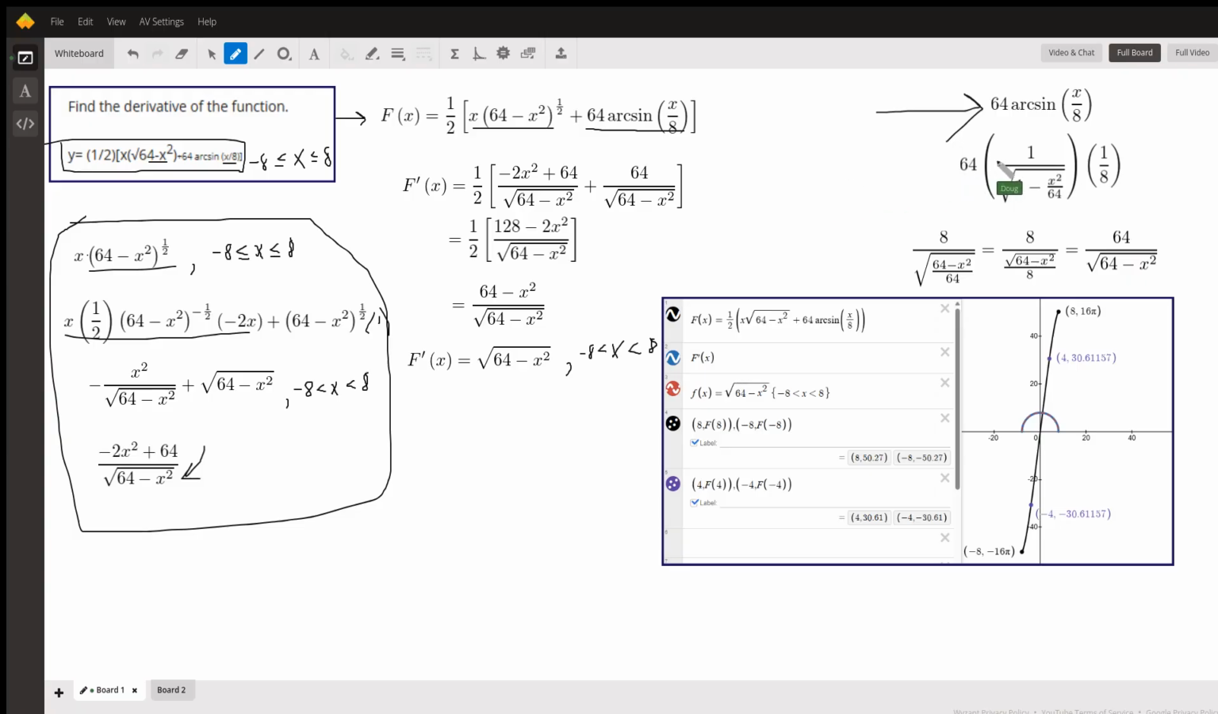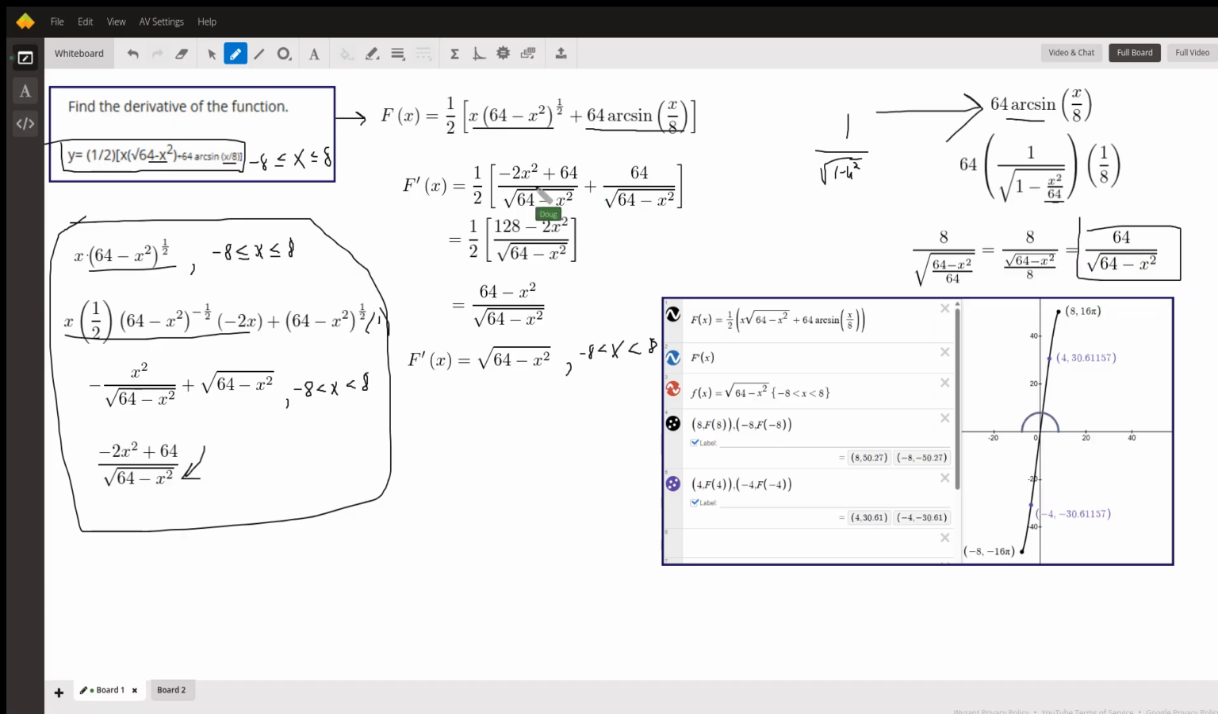Okay, and over here, we want to find the derivative of 64 inverse sine of x over 8. We know that the derivative of inverse sine is 1 over the square root of 1 minus u squared. So this is u squared right here, x over 8 quantity squared. And that simplifies to this.